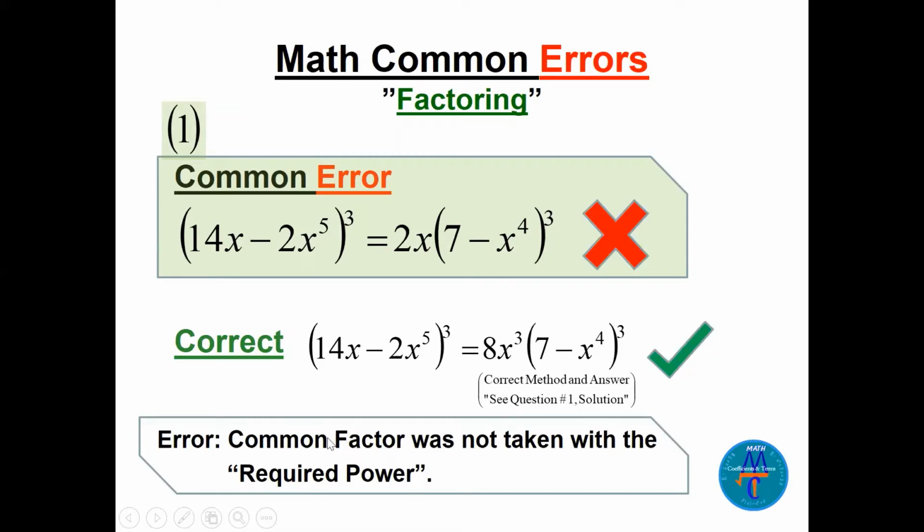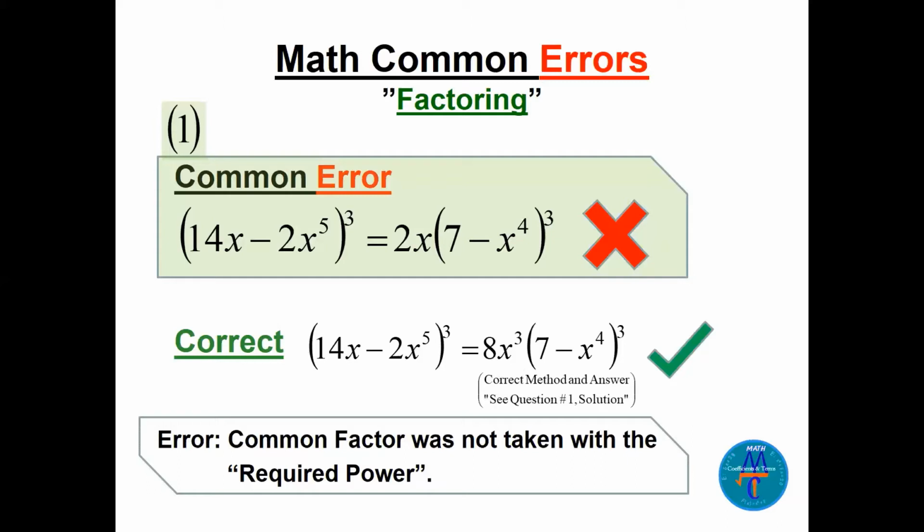Now what is the error here? The common factor, which is 2x, was not taken with the correct power. See, 2x is a common factor inside the bracket. When you take it out, it should be taken with the power that's in the question: power 3, power 4, power 5, power 6, any power in the question. Now, the correct solution here, with steps, I will show you in question number 1. So don't worry. How do we get the exact solution with complete steps? Just wait for question number 1.